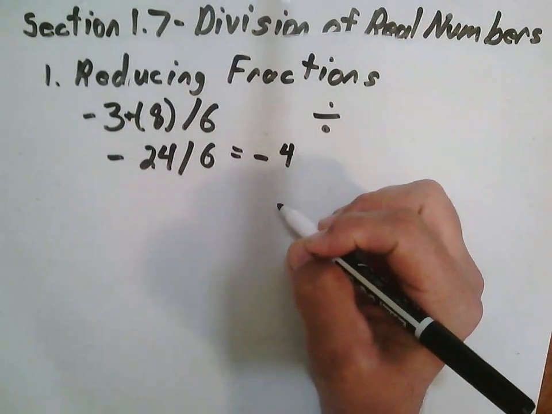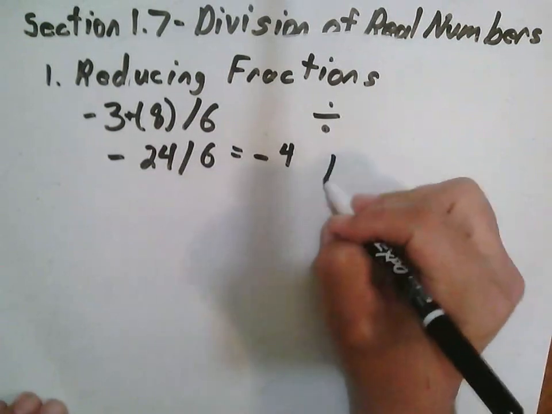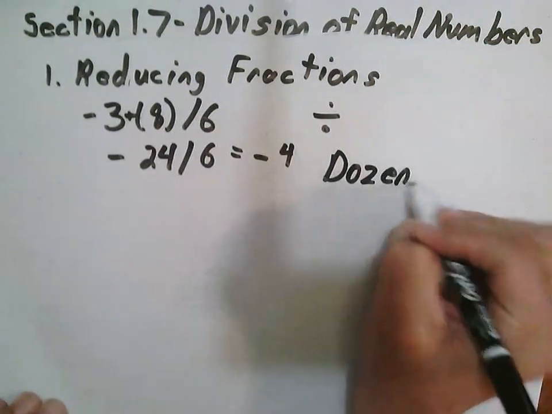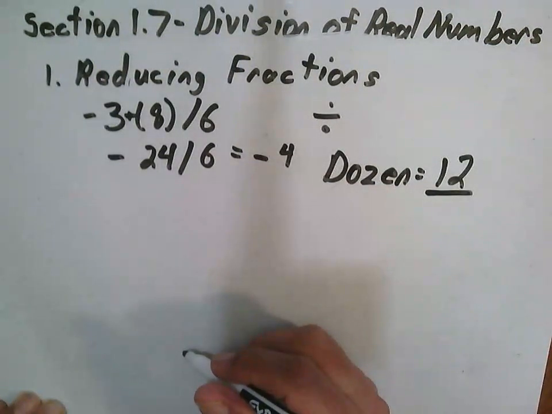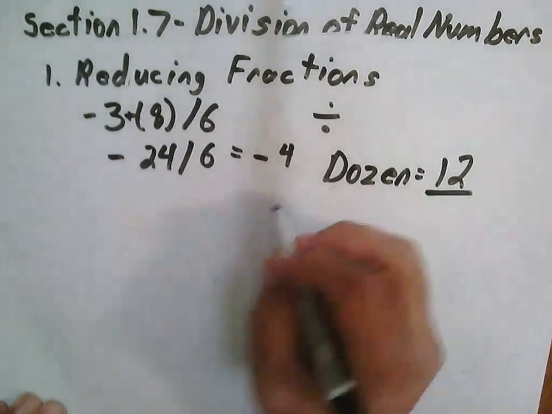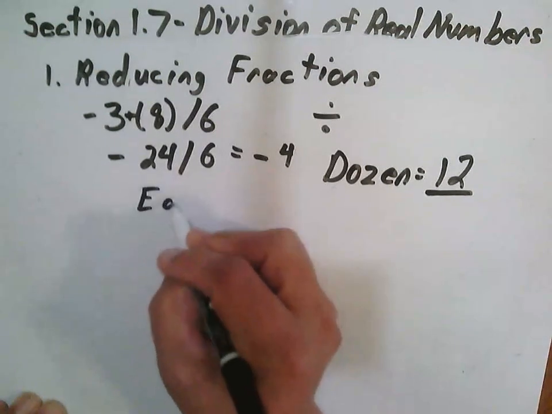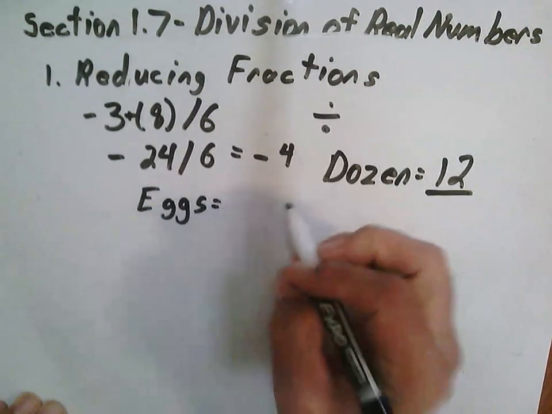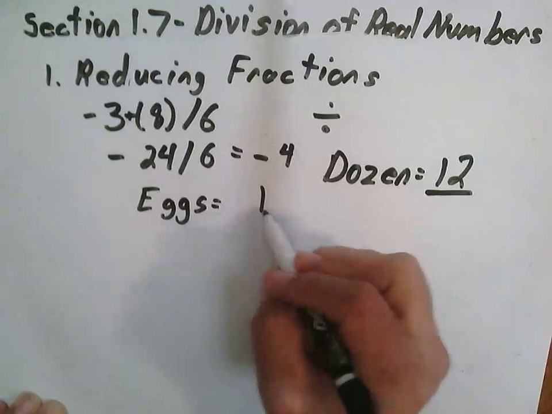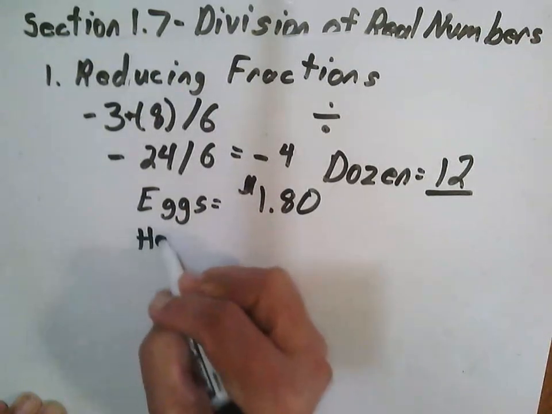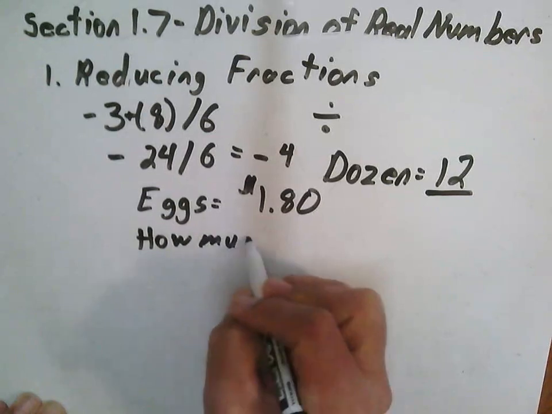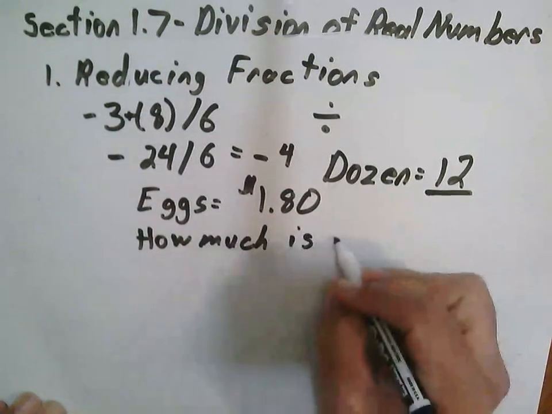Now, one question that you're going to see on your upcoming test is it's going to say that a dozen of something. Just as a reminder, a dozen is equal to 12. So if I buy a dozen eggs, and my dozen eggs cost me $1.80, and it wants to know how much is each egg.